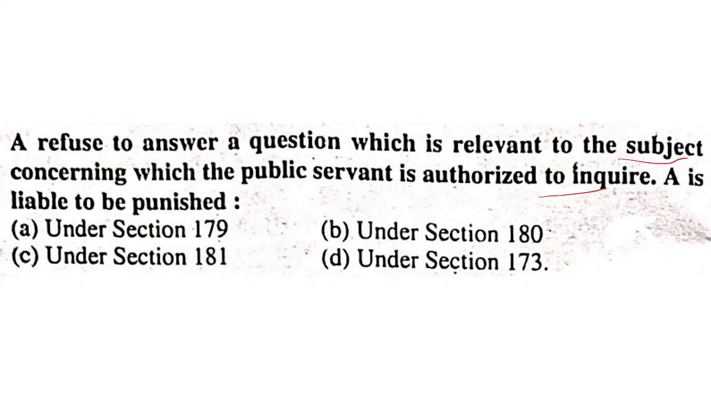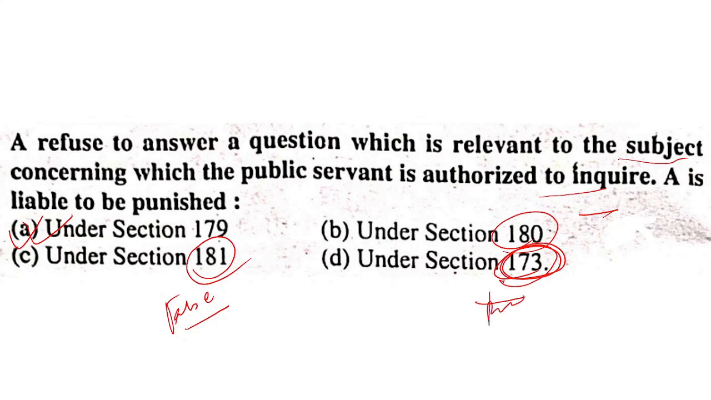A is liable to be punished under section 179 of the IPC. Section 181 is about false statement, section 180 is refusing to sign a statement, and section 173 is prevention of service of summons. False statement is 181, and 180 is refusing to sign a statement. Under section 179, A refuses to answer a question, and under section 180 he refuses to sign a statement.